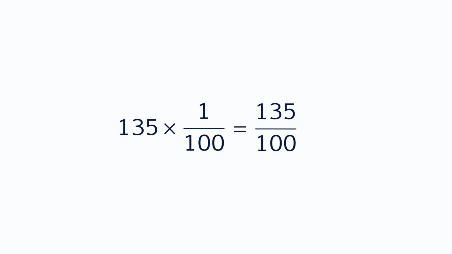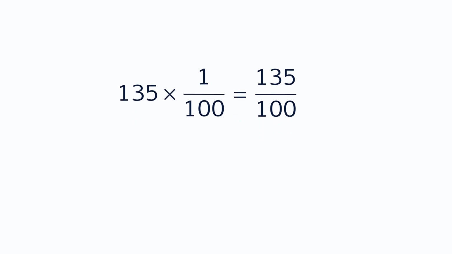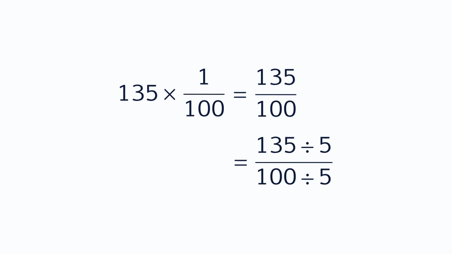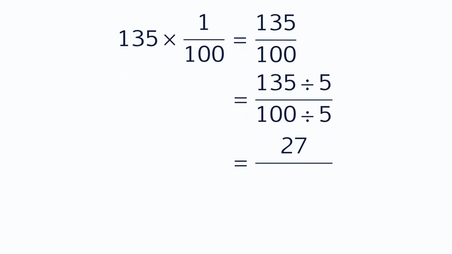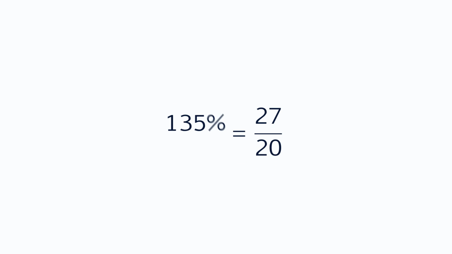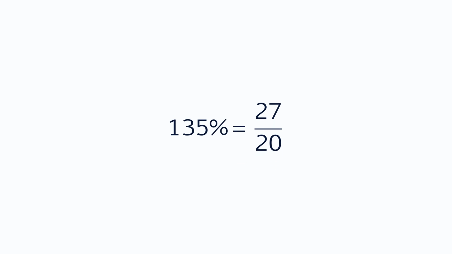5 is a common factor for both 135 and 100, so you can divide both the numerator and denominator by 5 separately. 135 divided by 5 is 27, and 100 divided by 5 is 20. That means that 135% is the same as the fraction 27/20ths.